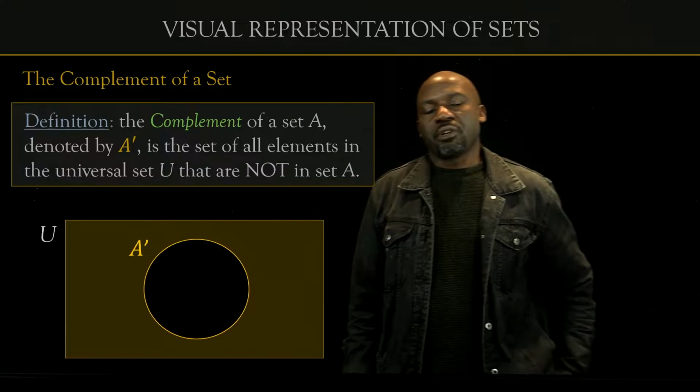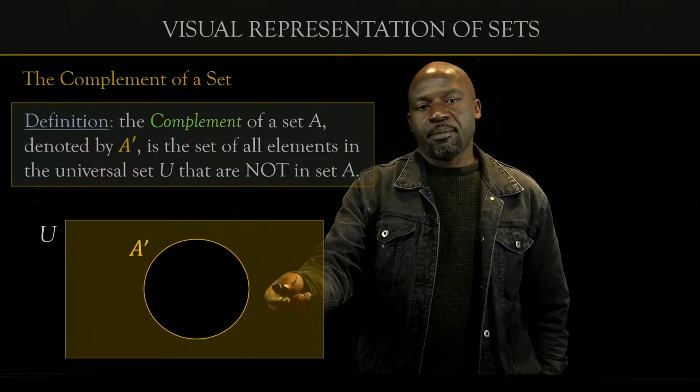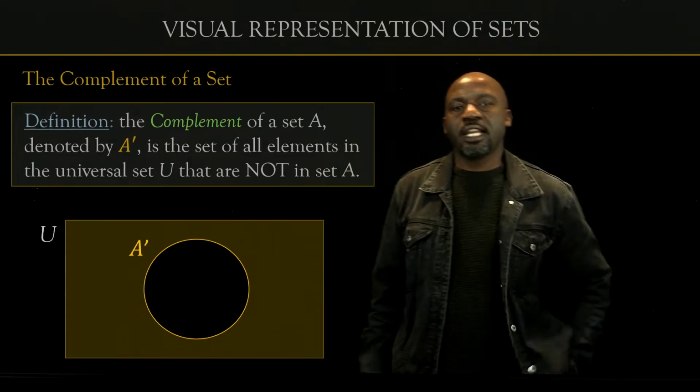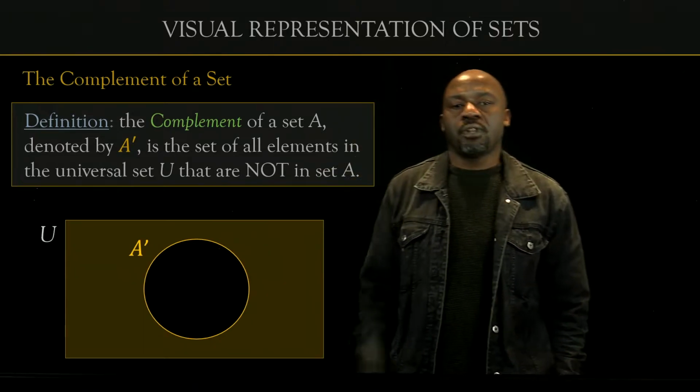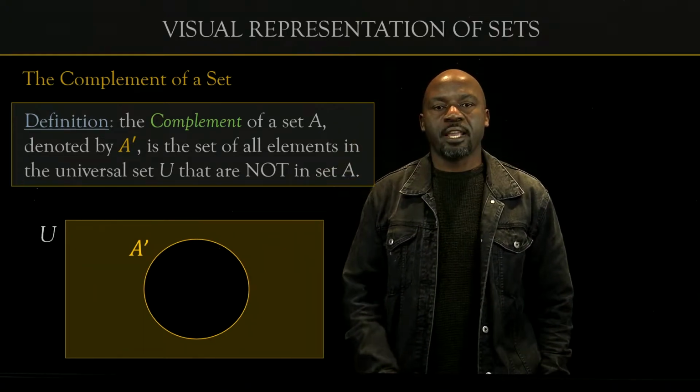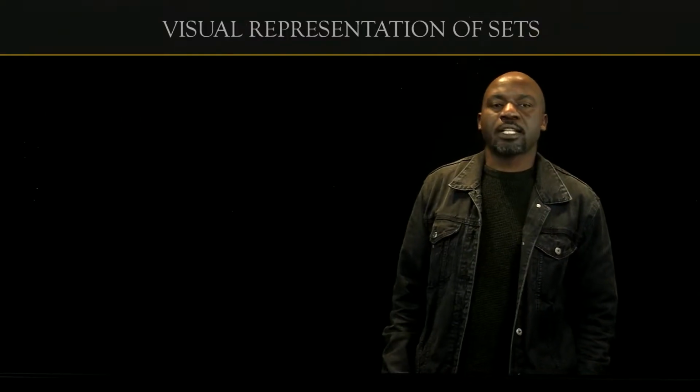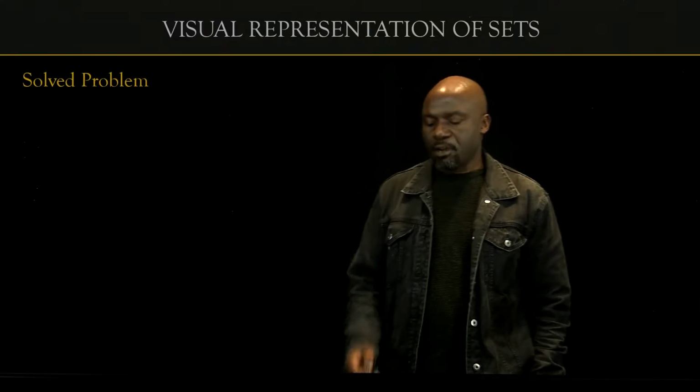Okay? So it refers to all the elements. The area shaded yellow represents everything that is outside of the circle, outside of A. And that is called the complement of the set. Let's look at an example of the complement of a set.